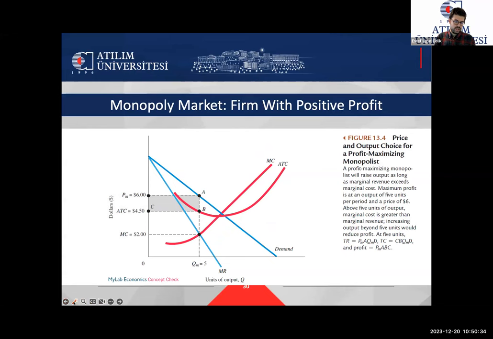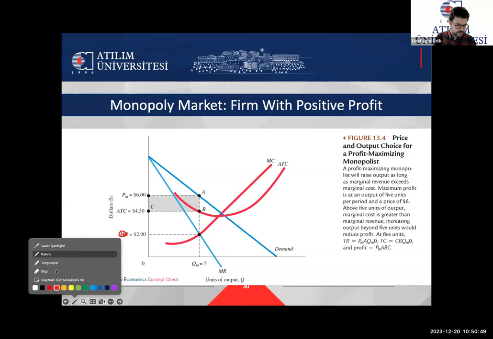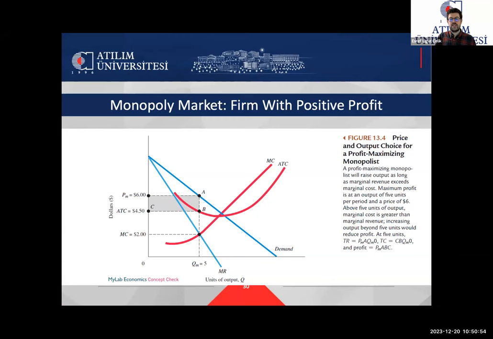Okay, let's talk about that part. How can we solve that question? This is the example for the monopolist. First, find the marginal revenue and marginal cost. Then we draw a direct line. In a perfectly competitive market, we set the price line. First we find that part, then draw the direct line.